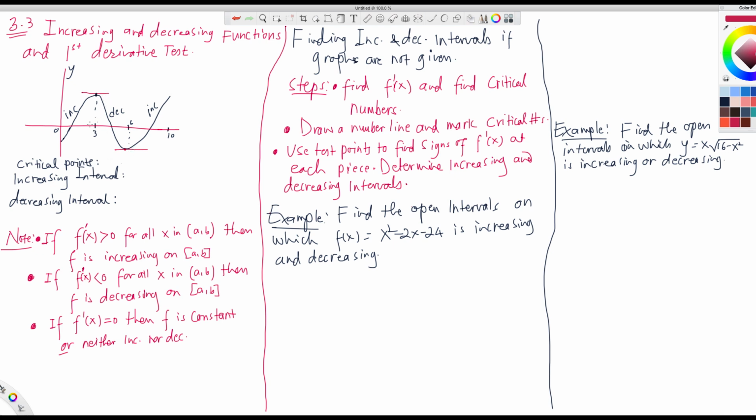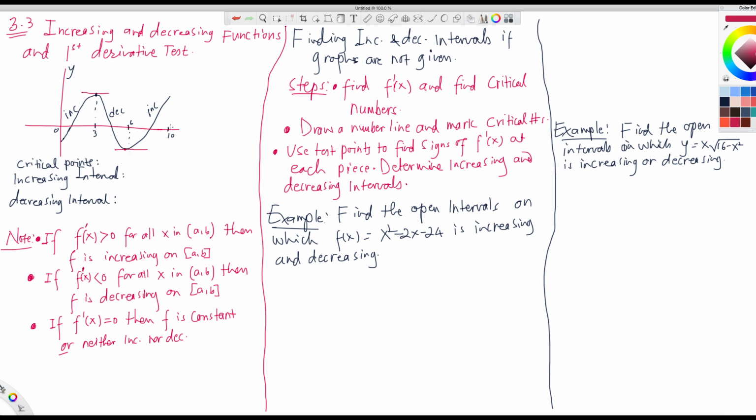On the left of 3, between 0 and 3, the graph is increasing, meaning the slope is positive. And between 3 and 6, the graph is decreasing, so the slope is negative. Meaning the first derivative is positive here and negative here, because the slope is the first derivative.